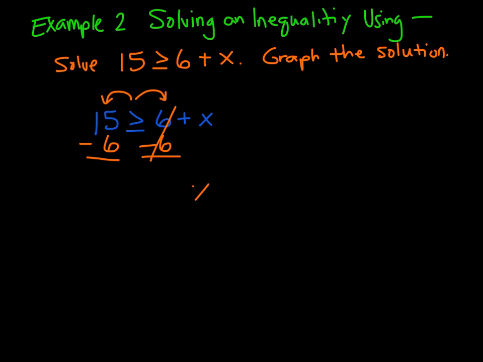That gives me x all by itself over here. I'm going to bring down my same inequality sign, and then I'm going to subtract 15 minus 6, which happens to be 9. So now what my statement is showing is that 9 is greater than or equal to x. Now I need to put it on a number line.